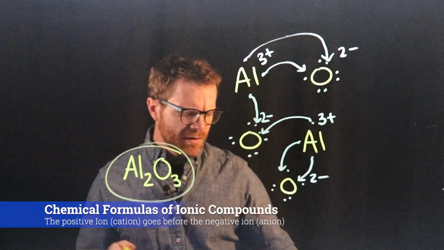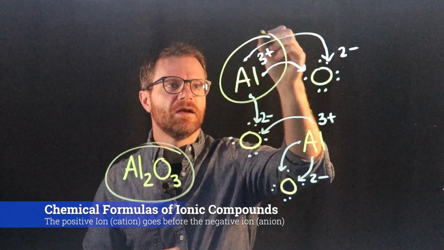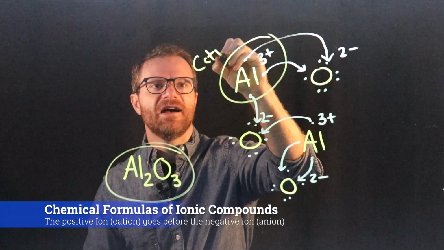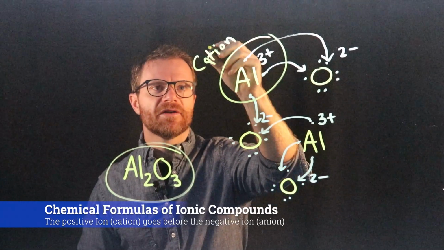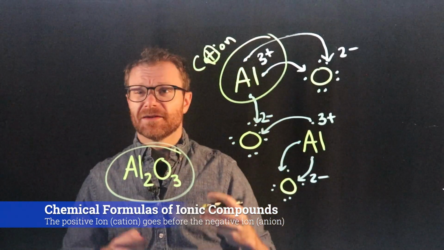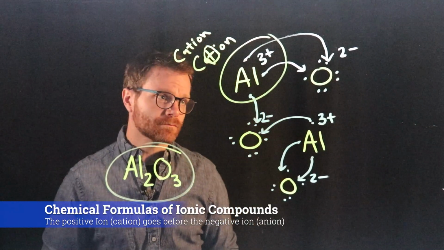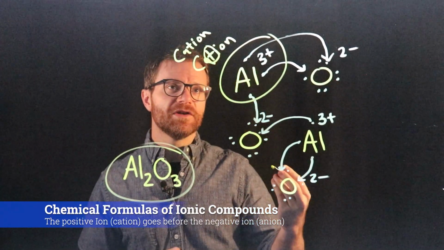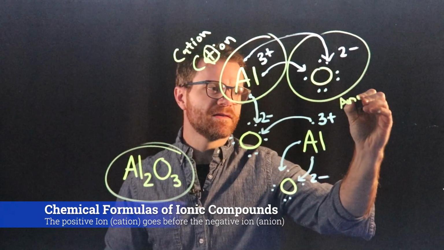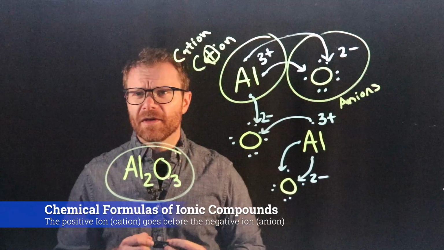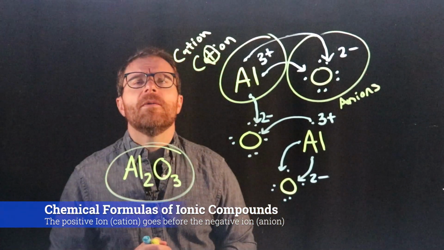A little bit of terminology real quick. The positively charged ions we call cations. And the way I think of it is in the word cat, there's this plus sign right here. So that'll help you remember that's called a cation. And then our negatively charged ions, like this oxygen, we call anions. And the way I remember this is that "an" in front of a word usually means negative.